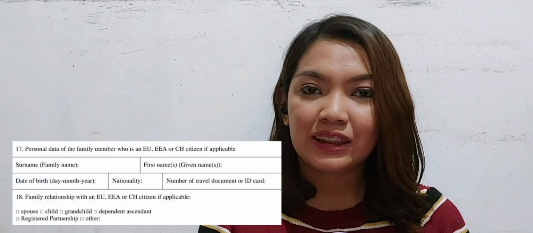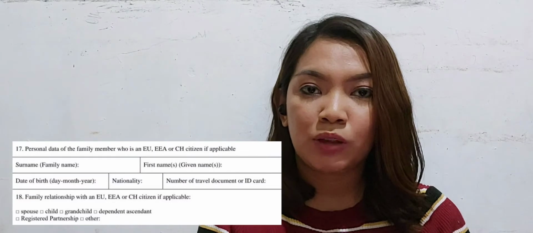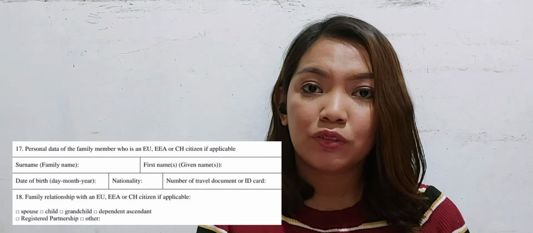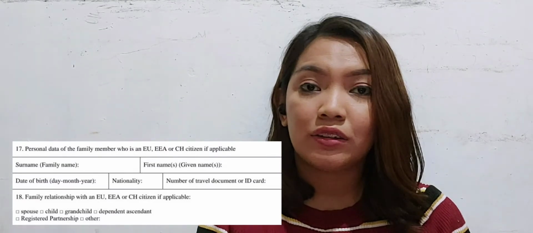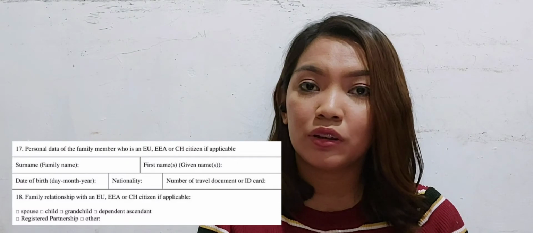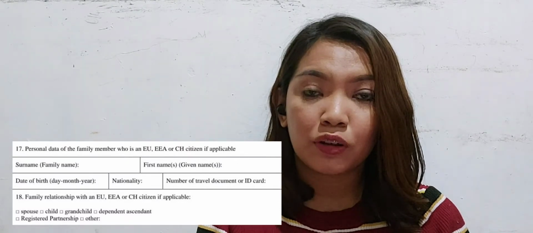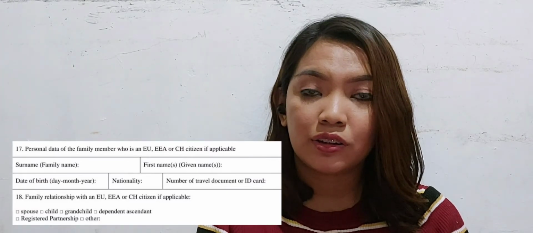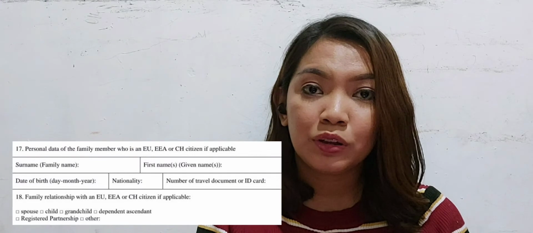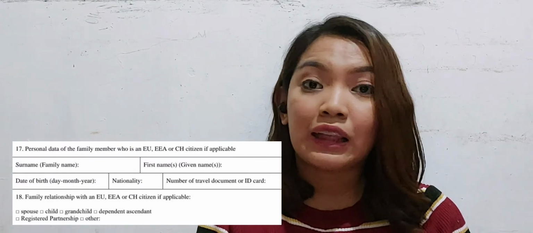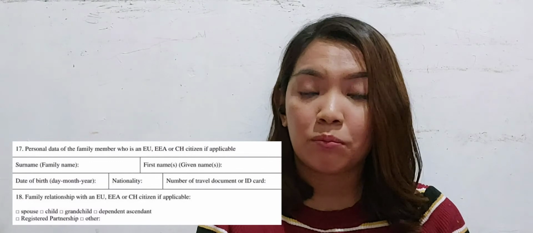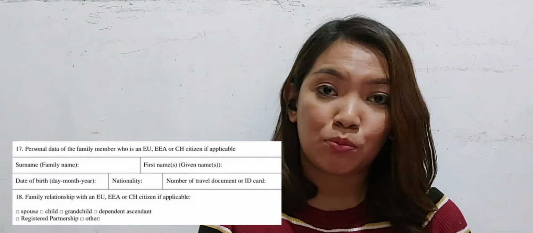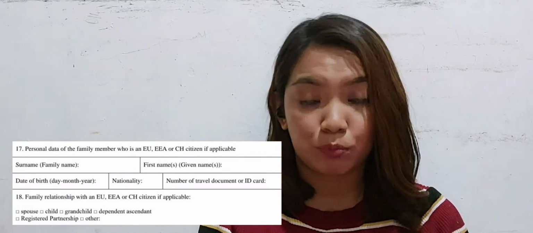Okay, for your number 17 and 18, this is the information of your petitioner slash sponsor. It's going to ask for their first and last name, their date of birth, as well as their personal identification number or number of the travel document. I think most in the Schengen area have their own personal ID number, so I would advise to write that down instead. And then number 18 is where it asks what relationship you have with the petitioner slash sponsor.